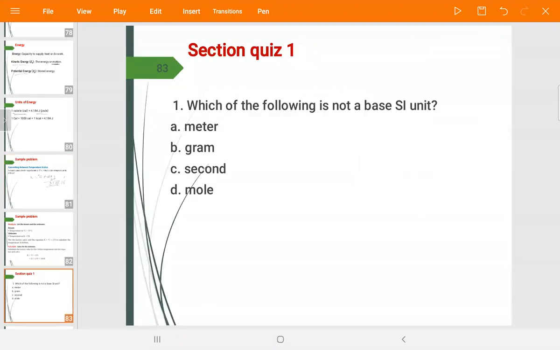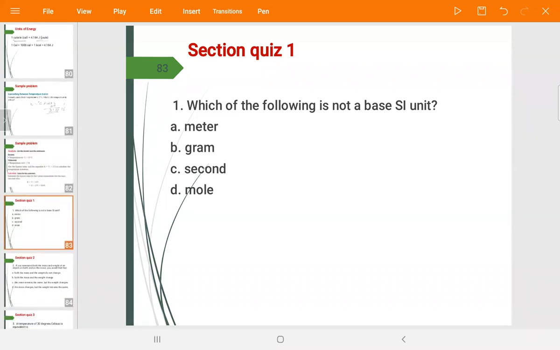Now, who can answer this question? Which of the following is not a base SI unit? What does base SI unit mean? Gram. Exactly, gram. Right. So the answer is gram.